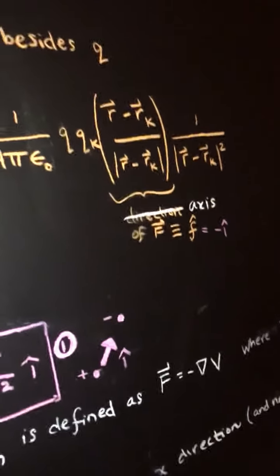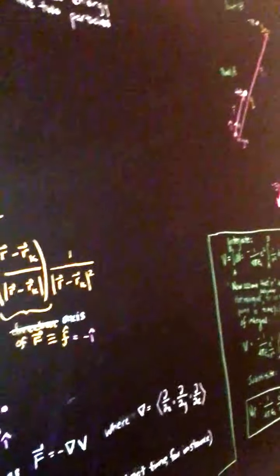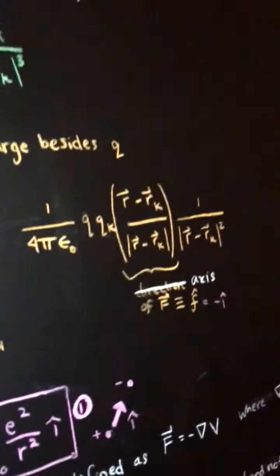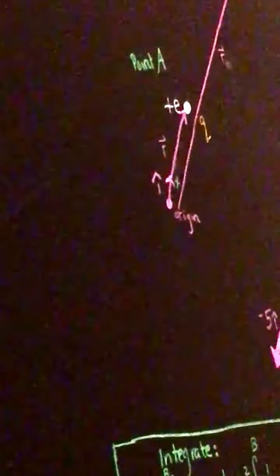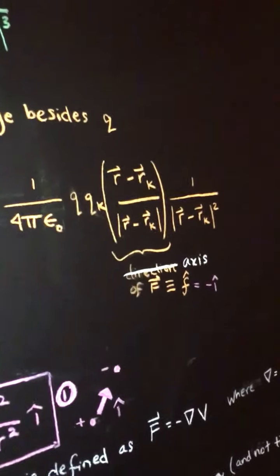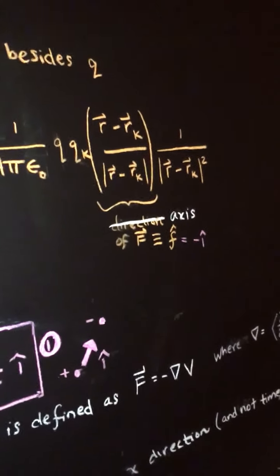And so I'm going to call this axis f hat, which in this case happens to be negative i. How do I know this? Because of geometry and how I set up the coordinate system, and doing vector addition to see which direction this r minus rk vector points. And again, rk is the vector pointing from the origin to point B. And all that's left is 1 over the magnitude of that vector squared.